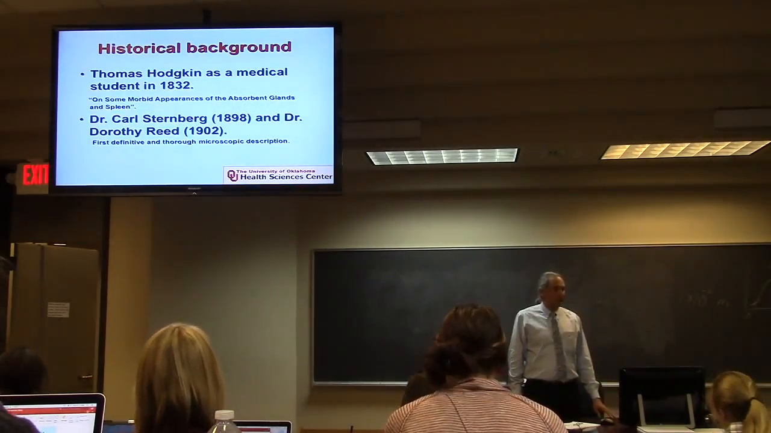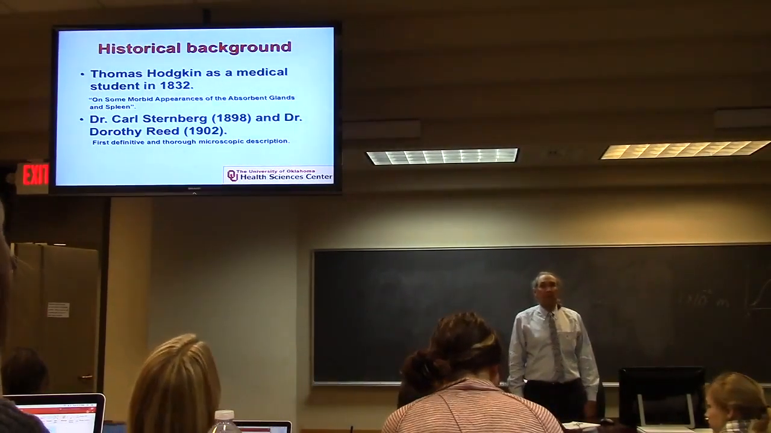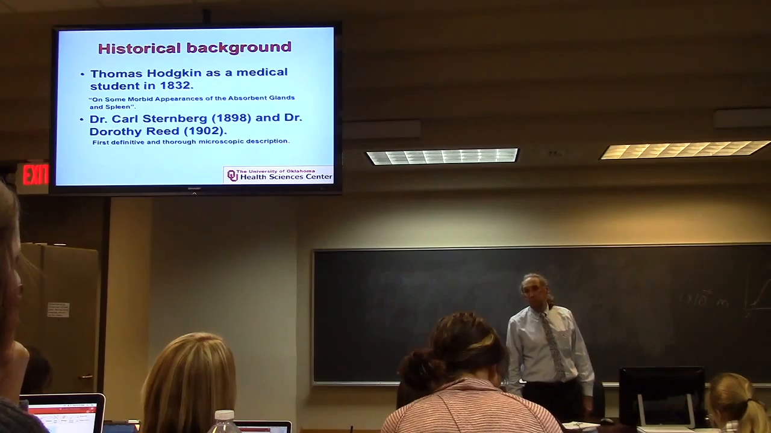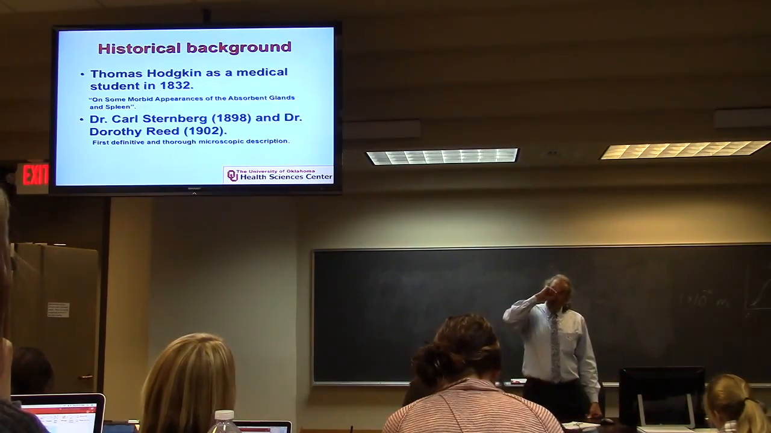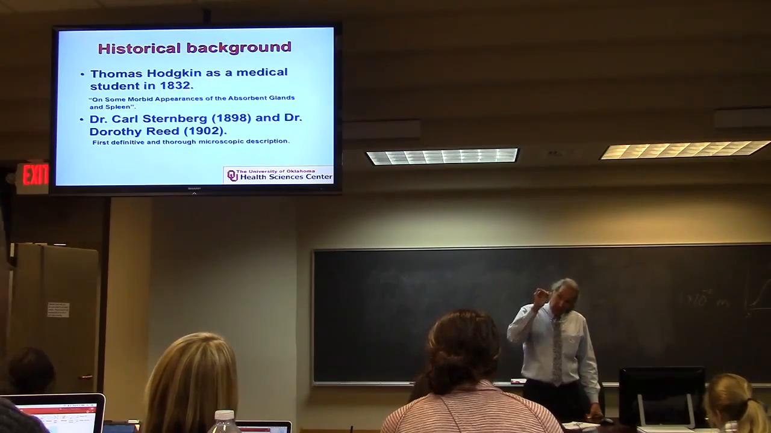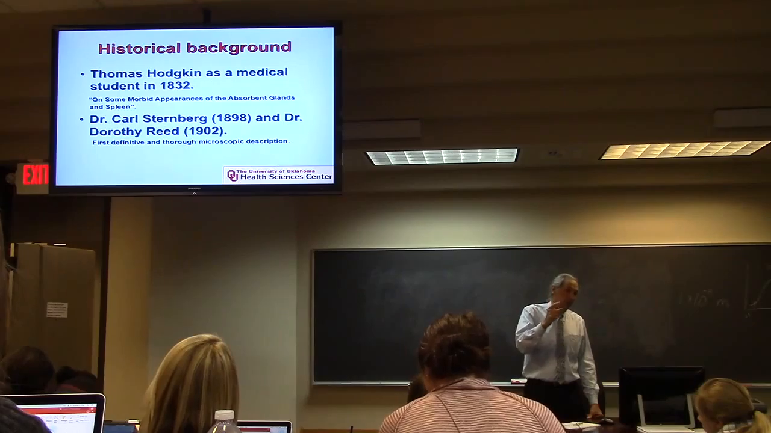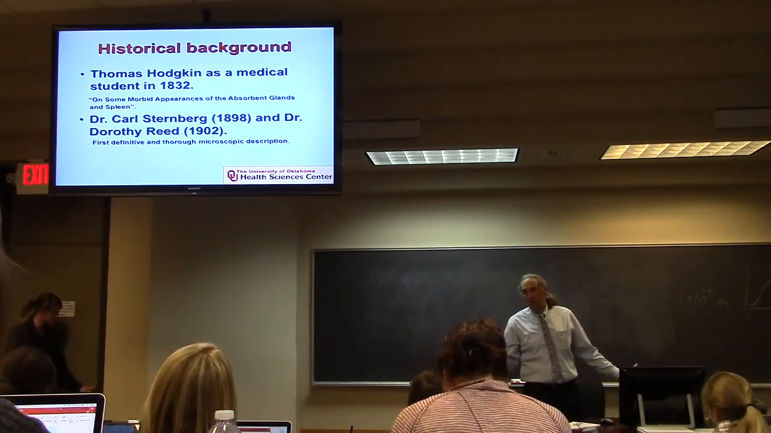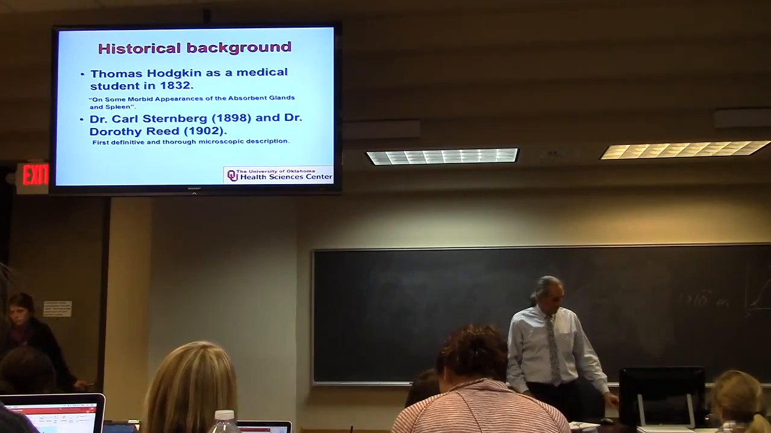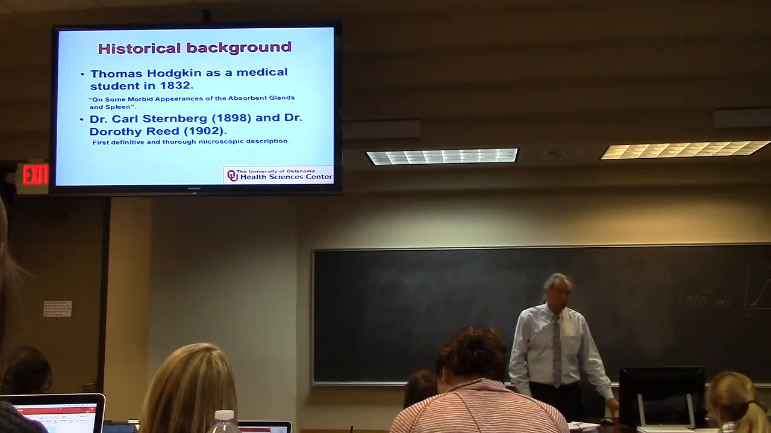He was just a medical student when he described this, and that was the title of the article, Morbid Appearance of the Absorbent Glands and Spleen, because they were all enlarged. And then the specific changes in the lymph nodes were described by Doctors Reed and Sternberg, and they still carry their name as the Reed-Sternberg cells, kind of diagnostic of Hodgkin's disease, but there are some instances where you get them that they don't have Hodgkin's disease, but it's still Reed-Sternberg.